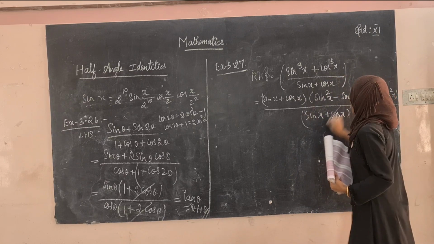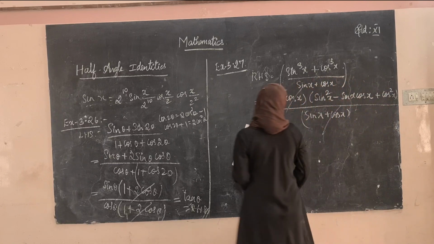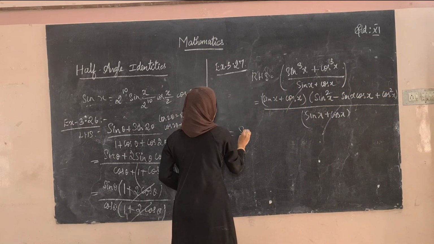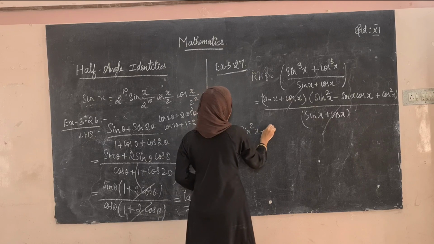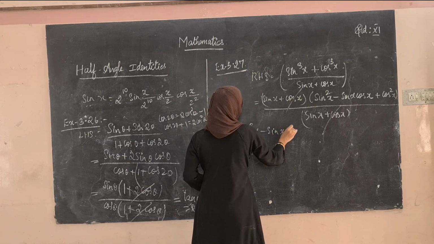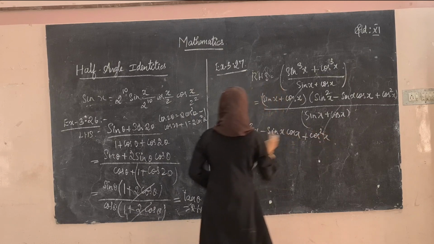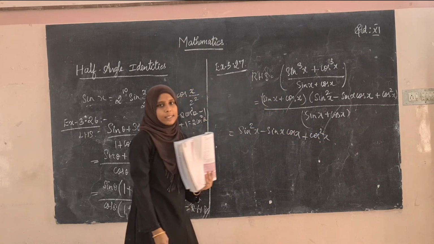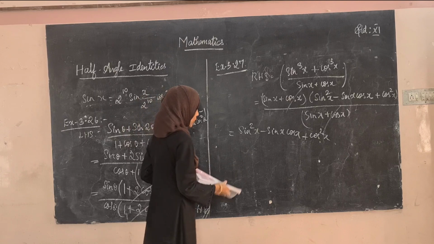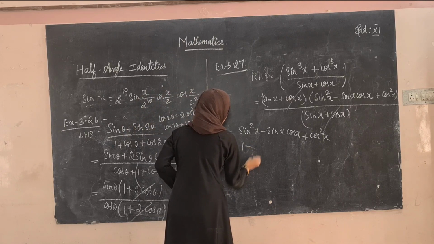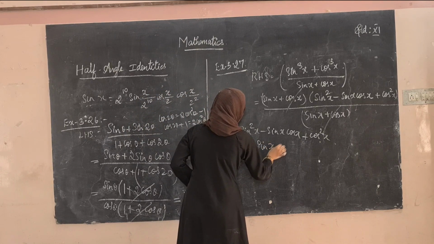So we can cancel this both, right? So what are the remaining terms? The remaining term is sin square x minus sin x cos x plus cos square x. See here, this is sin square x plus cos square x. We know that sin square theta plus cos square theta is equal to 1. So this can be written as 1 minus sin x cos x.